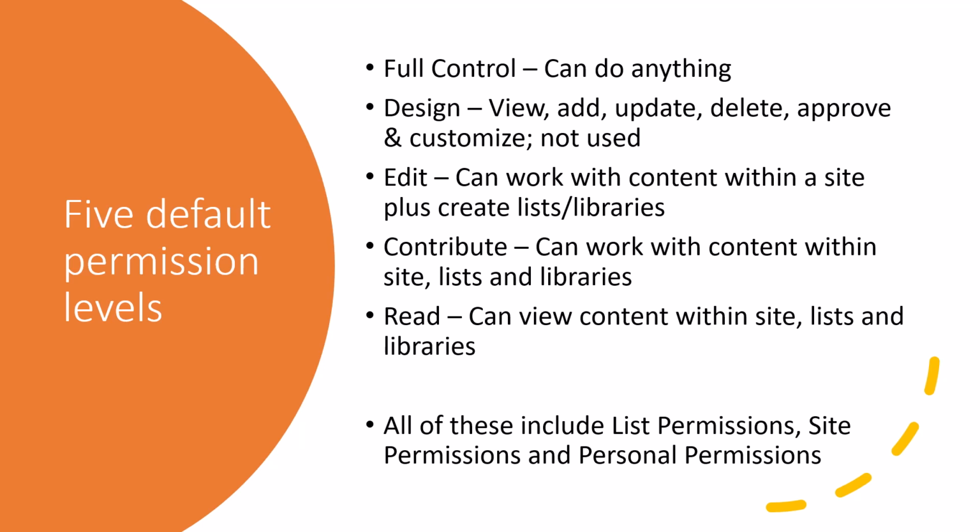So there are 5 default permission levels: full control, design, edit, contribute, and read. Some of these, specifically full control, edit, and read, are used by the default user groups in a site. You're probably aware already that there are 3 user groups in the site: owners, members, visitors. Owners have full control, members have edit, visitors have read. Between those, we have a couple others that really aren't used currently. They are available to use, but they're just not part of any default functionality.